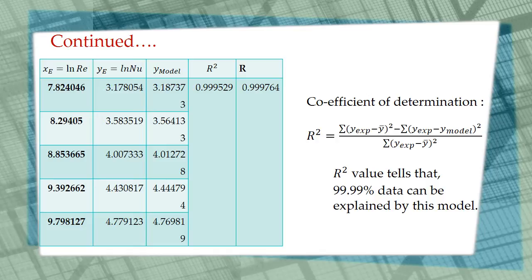Here is the table. Here xe equals ln of Reynolds number, ye equals ln of Nusselt number. Here e is the experimental values, and here are the values for our y model that came from our model, and also the values for r square and r. Now what is r square? This one is the coefficient of determination. Here is the expression for r square, that is summation of y experimental minus y mean square minus summation of y experimental minus y model square divided by summation of y experimental minus y mean square. So this value tells us that 99.99% of the data can be explained by our model.